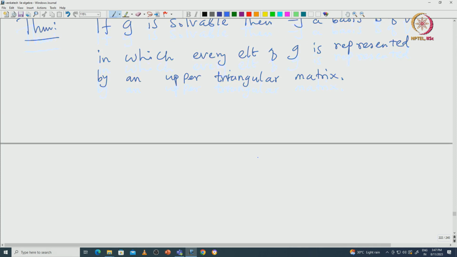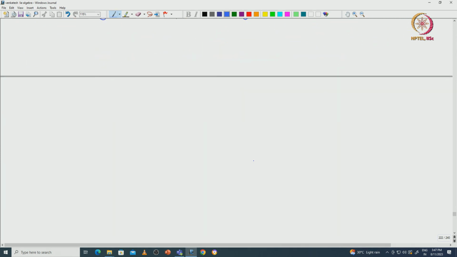Again, this theorem will be a consequence of the following proposition. As we did in the nilpotent algebra case, once we establish this proposition, the theorem will follow immediately from induction on the dimension of V. That part I will leave as an exercise. I will only do this proposition.